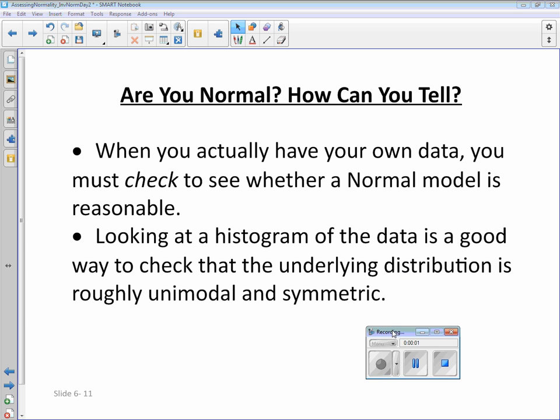Folks, we're going to assess a data set to see whether or not it's normal. And the question is, is the data normal? We're going to go through a process by looking at how we could answer that question today, and we'll do that in a minute.